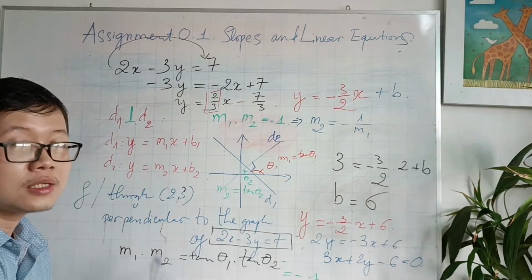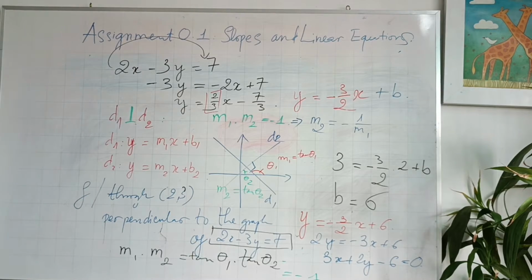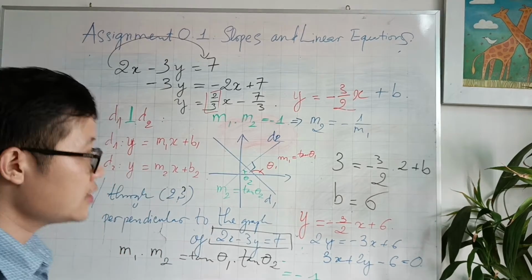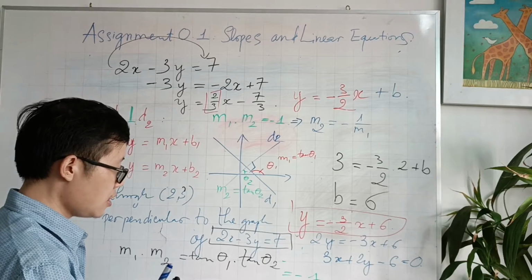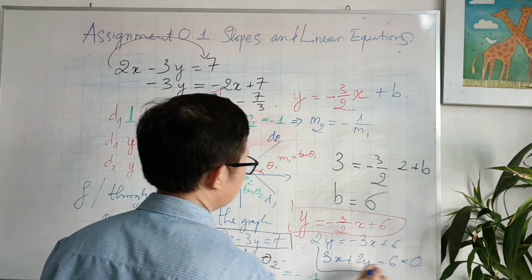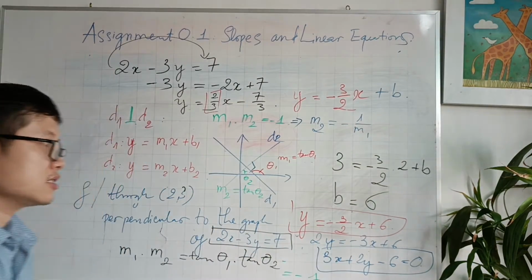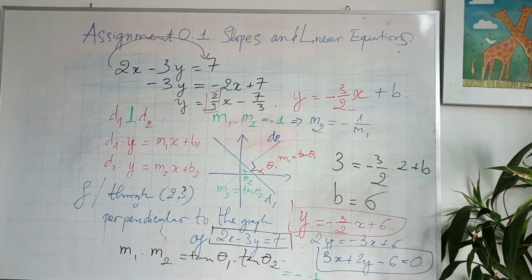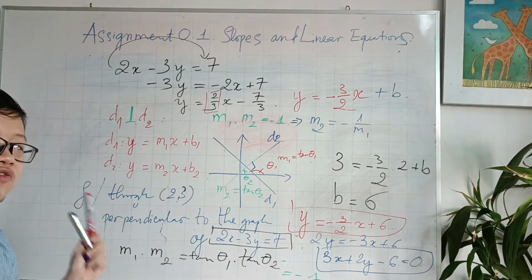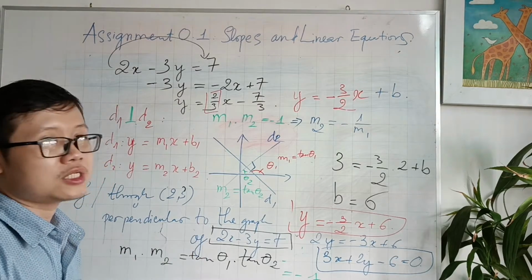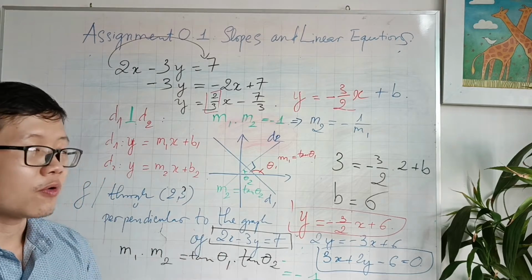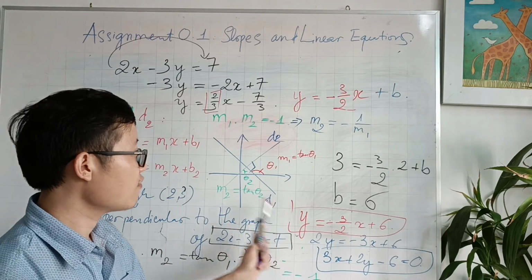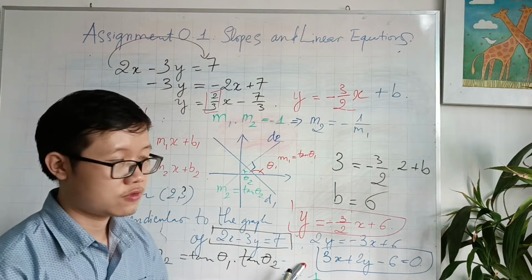If our question doesn't require a specific form of the linear equation, you can write your answer in the slope-intercept form here, or the general form here. Both of them are correct answers. And when the question requires exactly a certain form of the linear equation, you must write the form the question requires. This is the slope-intercept form, and here is the general form.